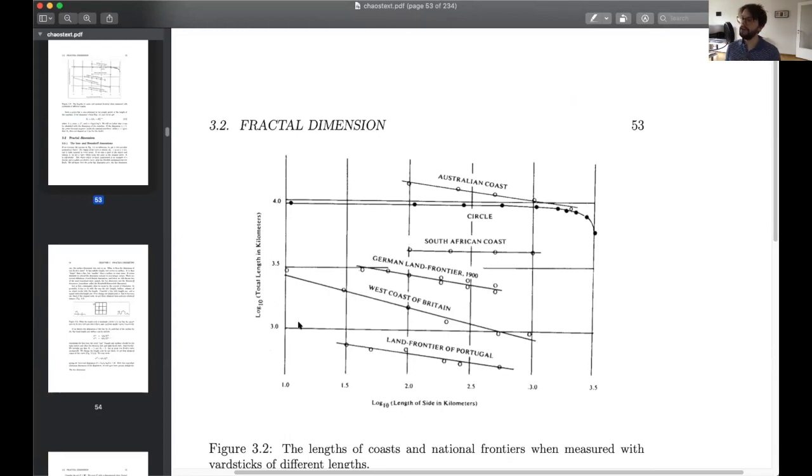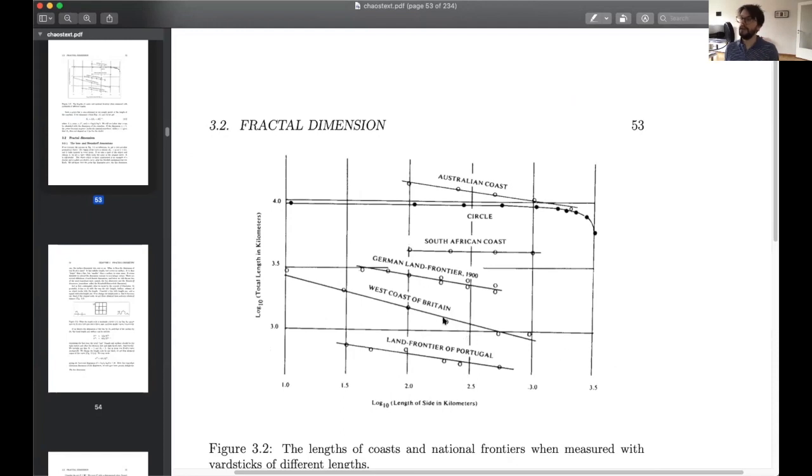So this is the logarithm-to-logarithm graph of the yardstick length and the total length, the perimeter of the coast in kilometers. And you see that different coasts have a different exponent. And this exponent will be the fractal dimension. How much fractalized, in a sense, is the coast?